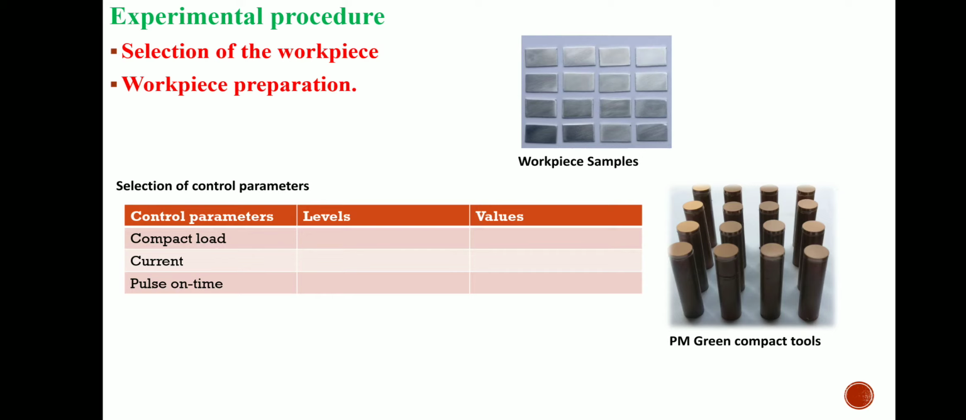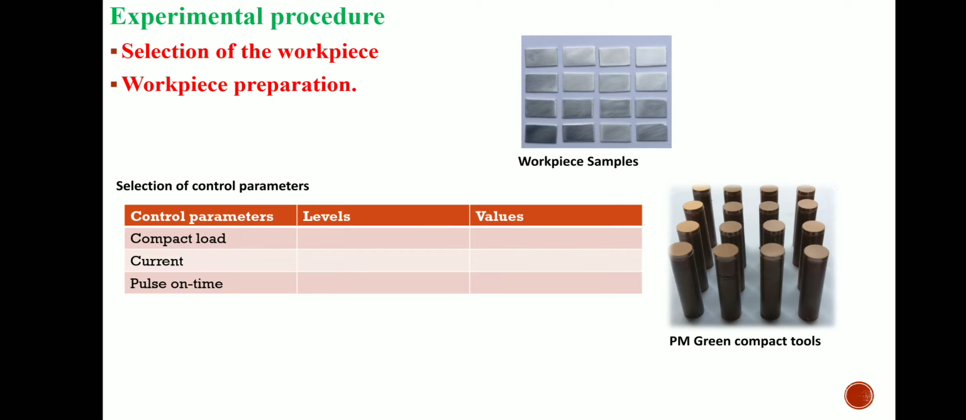etc. The variation of the input parameter will give the output responses. So selection of the control parameter is very important. The range of the control parameters can be selected based on the existing literatures and several trial experiments. Suppose you are selecting the input parameters such as compact load, in short CL, pulse on time, T on, and current, IP, with four levels. Each are shown in the figure.